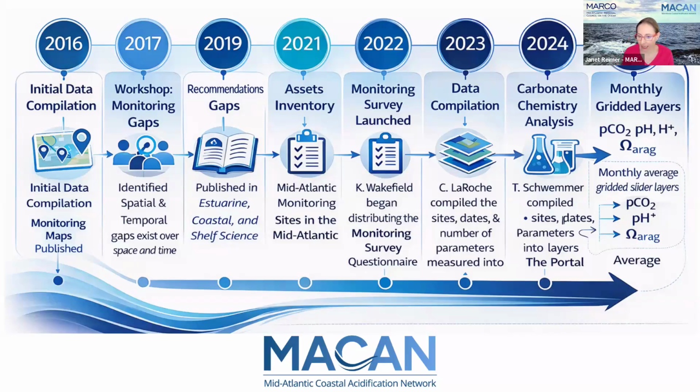Then MACAN hired a fellow in 2023 who started compiling all that information together, and sorting it based on what's being measured at specific sites, and at those specific sites, how many of the four parameters of dissolved inorganic carbon, total alkalinity, pH, and the partial pressure of CO2 were being sampled. Then we had a contractor take on part of this project in 2024.